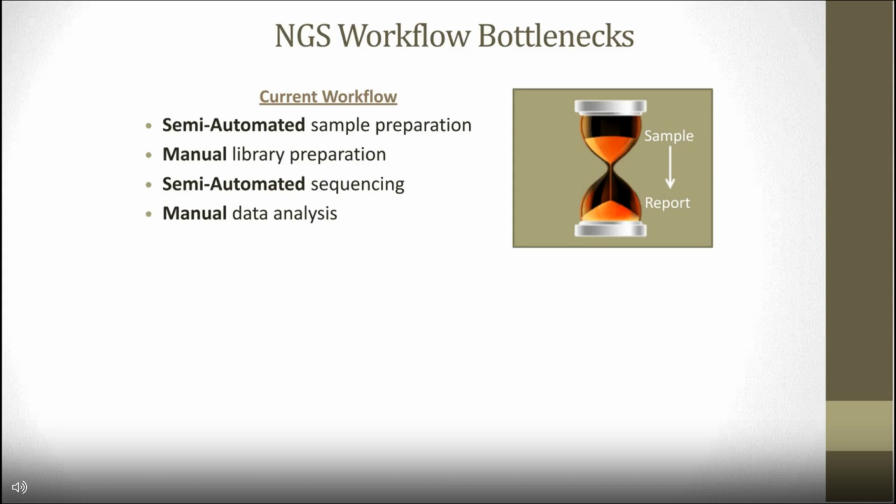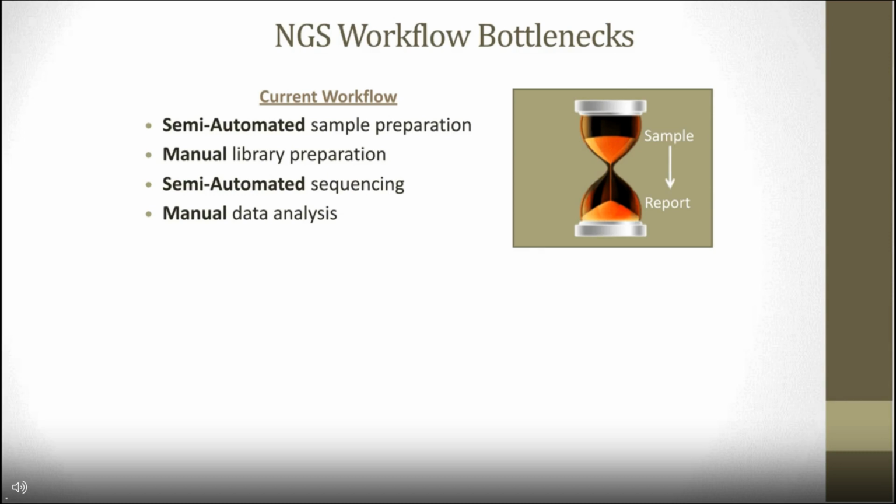So with our prior workflow, or what I'm going to discuss as our current workflow on this slide, we had a semi-automated sample preparation system. We were preparing all of our NGS solid tumor libraries for sequencing manually by hand. And then our sequencing setup was a semi-automated sequencing that required a separate instrument for templating the sequencing chip, and then that chip needed to be moved over to the sequencer.